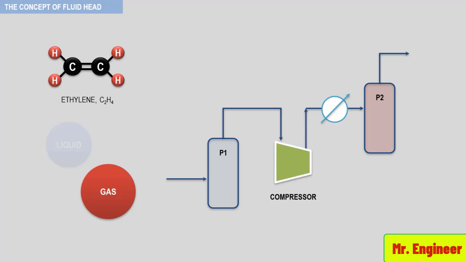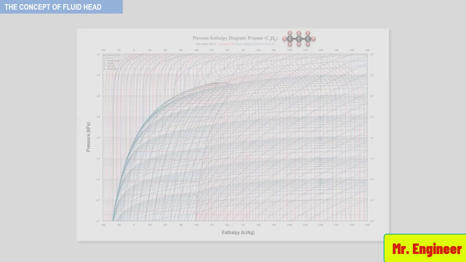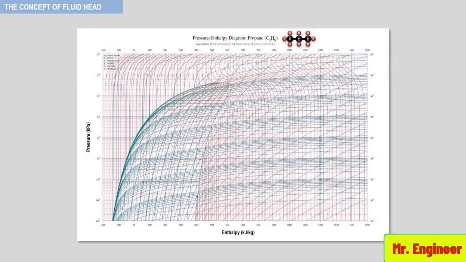Understanding a Mollier diagram is an important aid to understanding the concept of fluid head. Every fluid can have a Mollier diagram drawing. Take a look at this drawing here. It is the Mollier diagram for propane, C3H8. Here, the energy is expressed on the x-axis and the pressure on the y-axis. Increasing the pressure of a vapor will result in increased energy required.